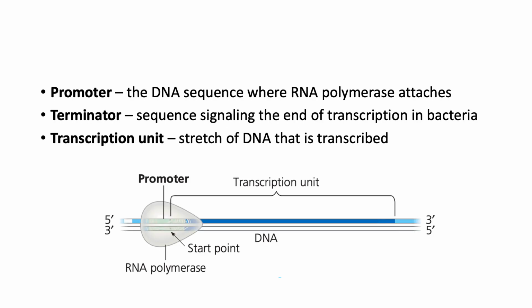Specific sequences of nucleotides along the DNA mark where transcription of a gene begins and ends. The DNA sequence where RNA polymerase attaches and initiates transcription is known as the promoter. In bacteria, the sequence that signals the end of transcription is called the terminator. And the stretch of DNA that is transcribed into an RNA molecule is called a transcription unit.